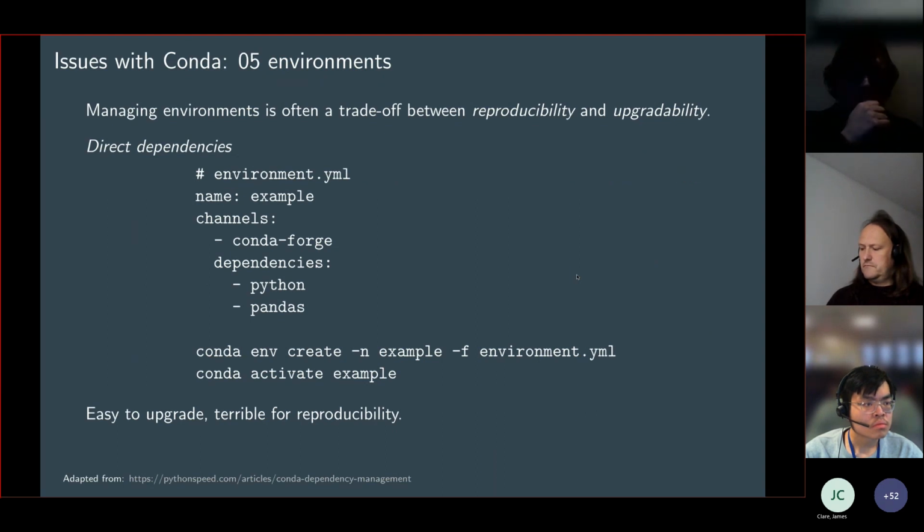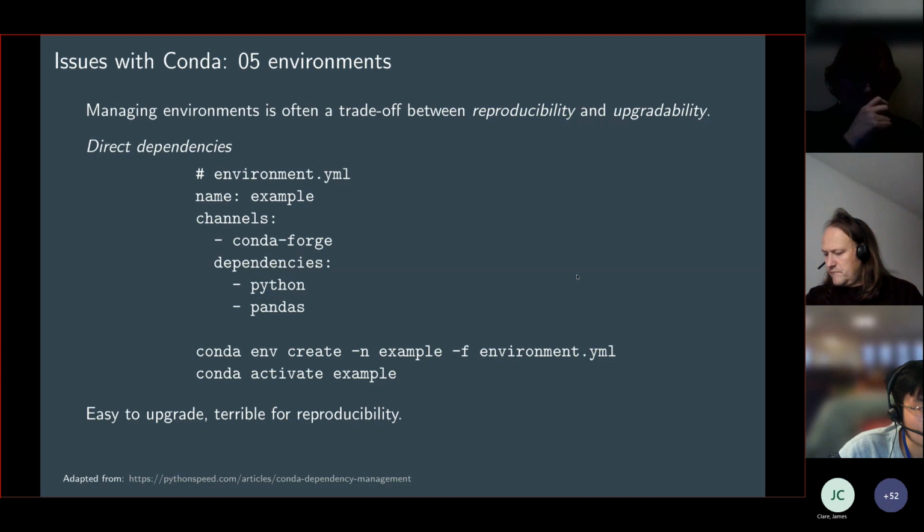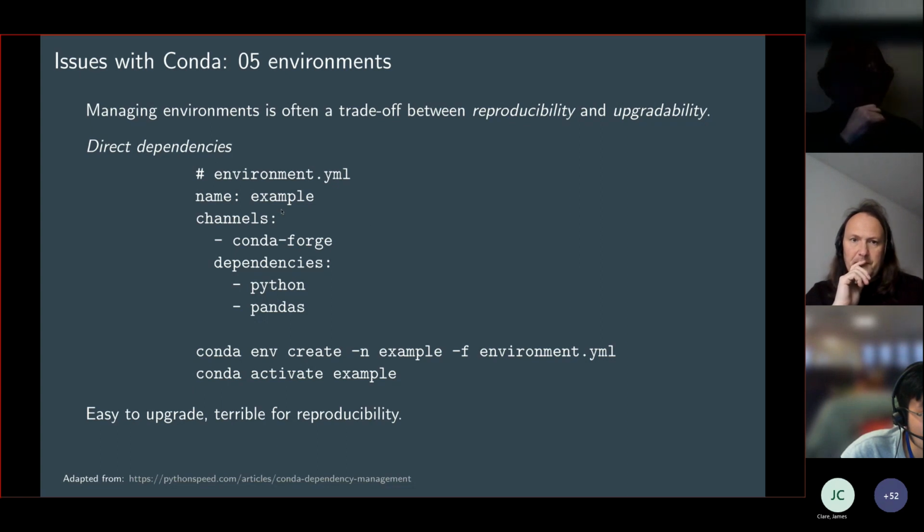Okay, the final issue is environments. This is the big thing that Conda aims to solve, having these reproducible environments. But in order to deal with the management of these, you have a trade-off between reproducibility and upgradability. So this is just an example YAML file that defines an environment. We've got the name of the environment, the channels from which these packages are pulled, and the dependencies that are used. And then you can create an environment as such and activate it.